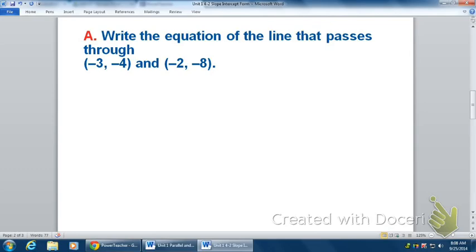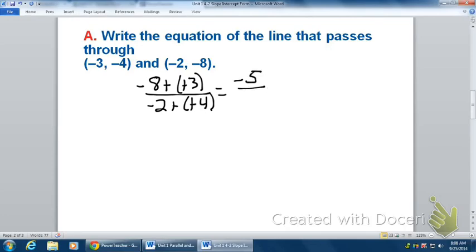So, first step is figure out the slope. y2 minus y1, so I'm going to have -8 minus a -3 over -2 minus a -4. Remember, 2 negatives make a positive. Okay? So I have a -8 plus 3. It's going to give me a -5. I have a -2 plus a positive 4. That's going to give me a positive 2.